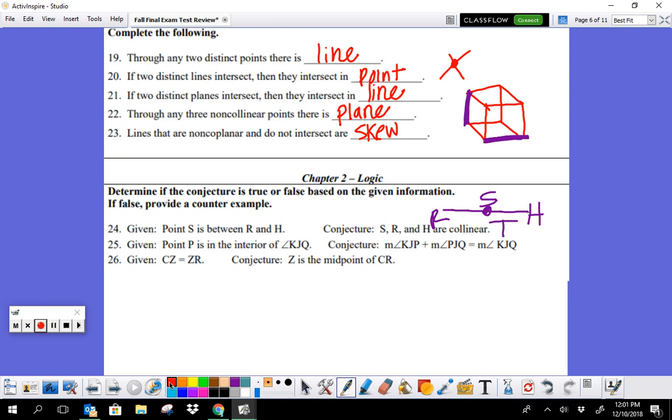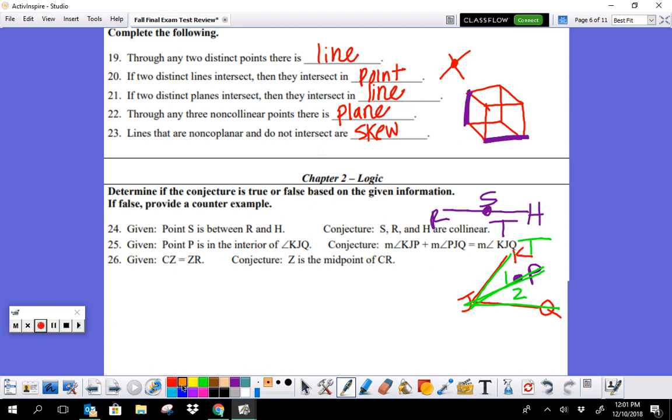Number 25, given point P is in the interior of angle KJQ. So let's say I'm going to draw this KJQ. I have this angle, and point P is somewhere in the interior. The conjecture is that KJP plus PJQ is equal to KJQ. So that's saying, let's say this is angle 1 and this is angle 2. It's saying that angle 1 plus angle 2 makes up the whole thing, and that would be true.